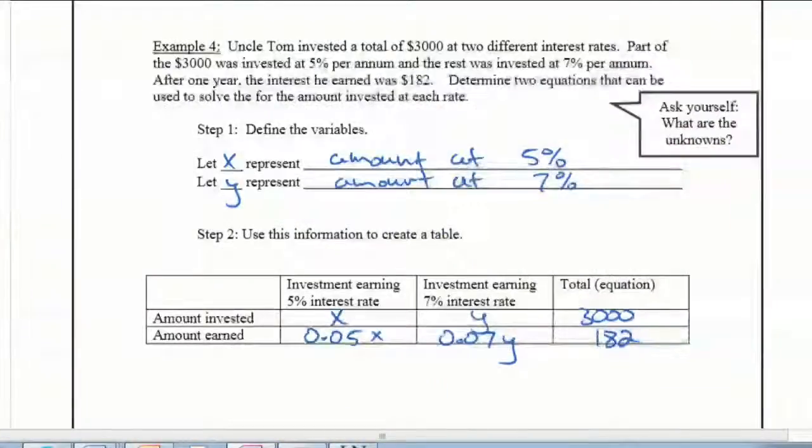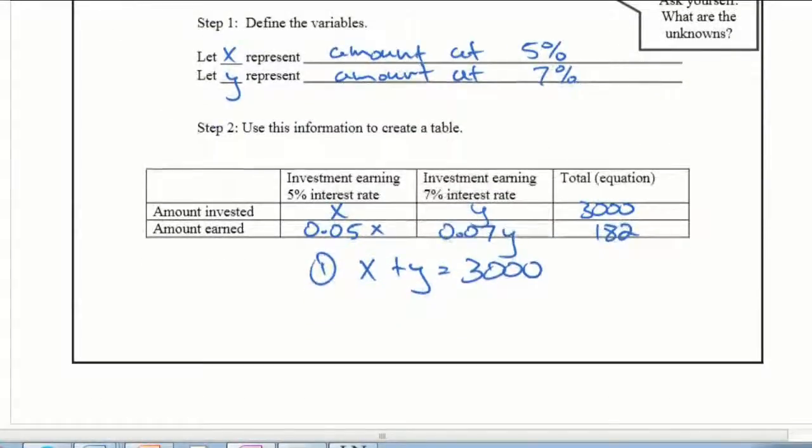So the information in the table is x and y is 3,000, sorry. So if we have x plus y is equal to 3,000, that is our first equation. And then we had some amount invested at 0.05, I should say, at 5%. And then we're adding to it another amount invested at 7%, and that has to equal 182. So that is setting up our two equations.